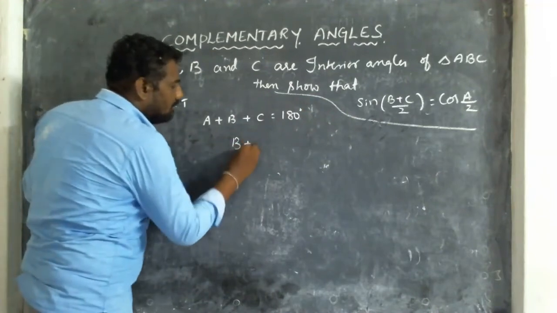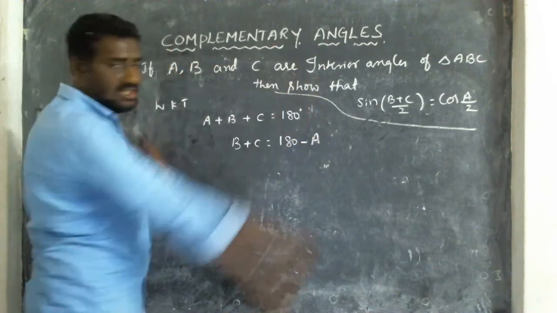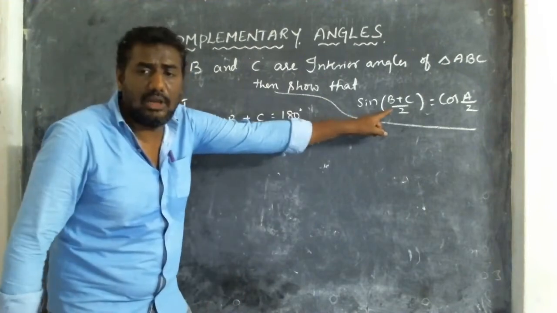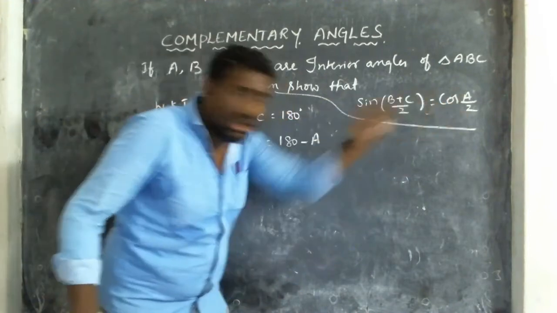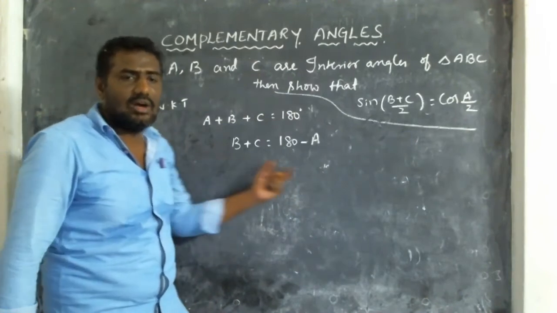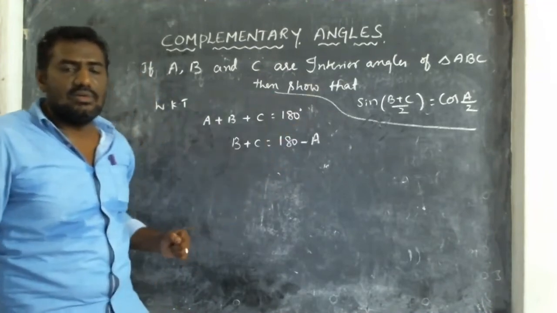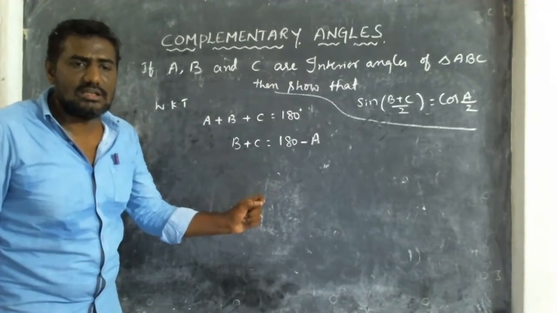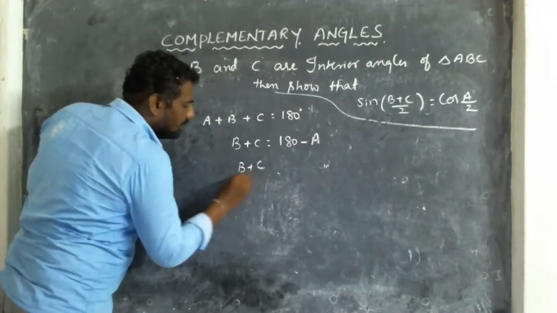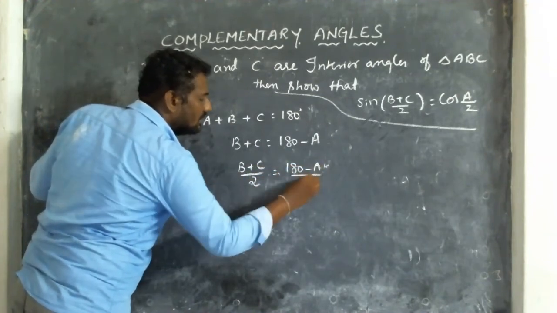Now B plus C equal to 180 minus A. Is it clear, children? Now below the B plus C, what do you have? By 2 is there. Below the A also by 2 is there. That means I am going to divide LHS and RHS both sides by 2 because I want by 2. So dividing LHS and RHS by 2: (B plus C) by 2, (180 minus A) by 2. Both sides we have to divide by 2.